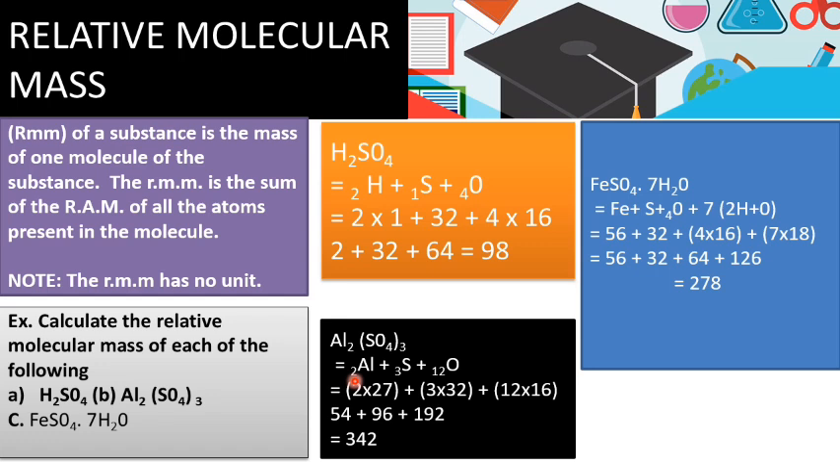Thereafter we can multiply the number of atoms with the relative atomic masses. The relative atomic mass of aluminium is 27, so we have 2 times 27. Then for sulfur, it will be 3 times 32, and oxygen 12 times 16. The rest is calculation. The final answer is 342. If that's what you got as well, good. If not, try to check it all over again. You can see that for the iron sulfate too. Okay, that's it for relative molecular mass.